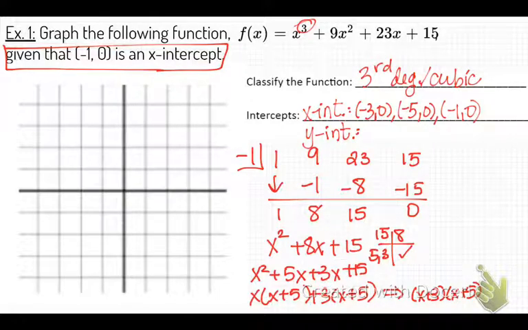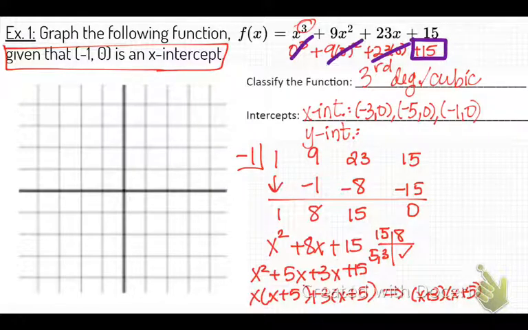It's a negative and a negative. Not quite. Let's plug in 0 for all of our x's. So what is 0 cubed? 0. What is 9 times 0 squared? What is 23 times 0? So what am I left with?